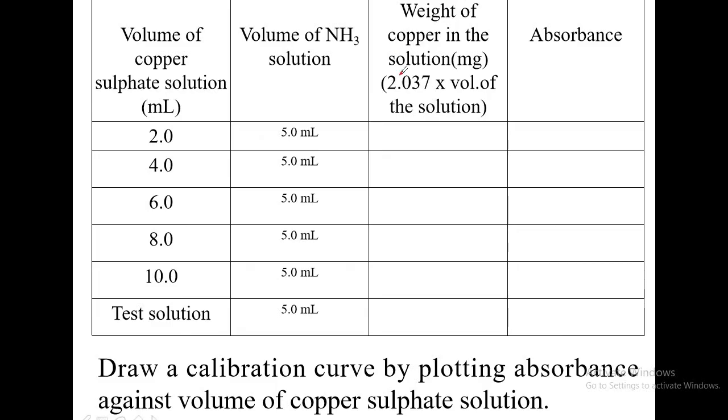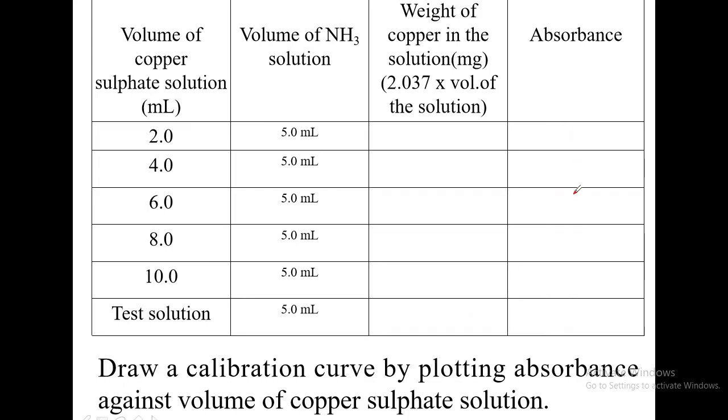Not like that. Weight of copper in the solution is calculated using this formula, that is 2.037 into volume of the solution. Volume of the solution is given over here, just multiplying 2.037 into 2 and to be entered here. Then 2.037 into 4, that value to be entered here. Like this for all the volumes you have to calculate. But test solution volume you don't know how much it is, so you cannot calculate weight of copper here in this table. That you will calculate only after plotting a graph.